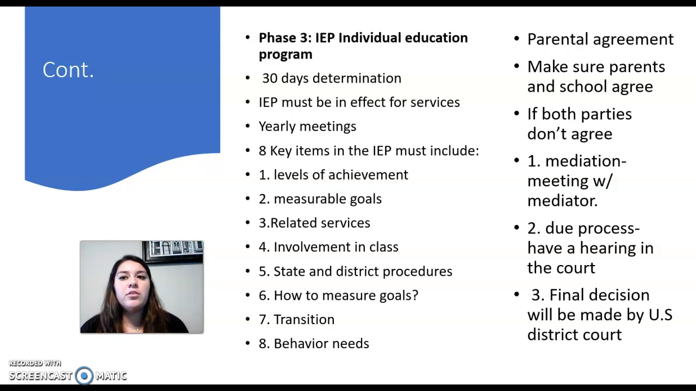And then there's also the parental agreement, which is part of the IEP. So as the school, make sure parents and school agree. Parents and school need to be on the same page in order for the IEP to be written. And everything that's given to the parents must be in their native language, or sign language if one of the parents is hard of hearing. So there needs to be an interpreter. And if the student speaks another language, then there needs to be an interpreter for that language as well.